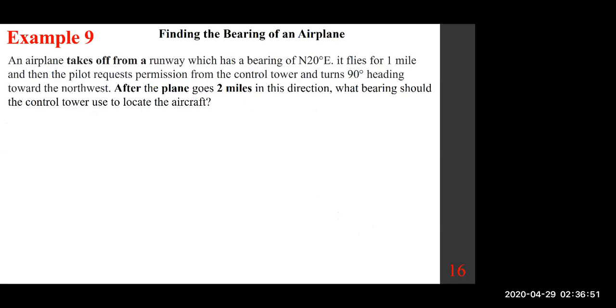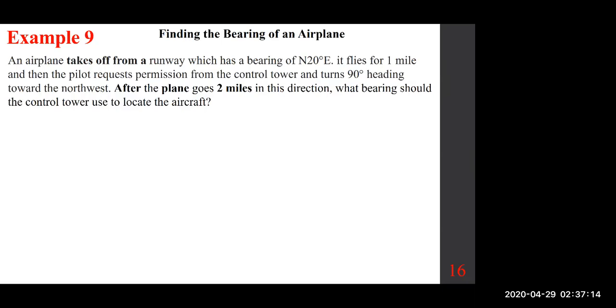I'll read it. An airplane takes off from a runway which has a bearing of N 20 degrees E. It flies for 1 mile and then the pilot requests permission from the control tower and turns 90 degrees, heading towards the northwest. After the plane goes 2 miles in this direction, what bearing should the control tower use to locate the aircraft?